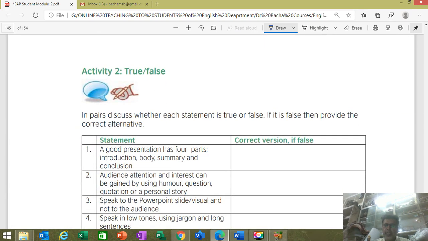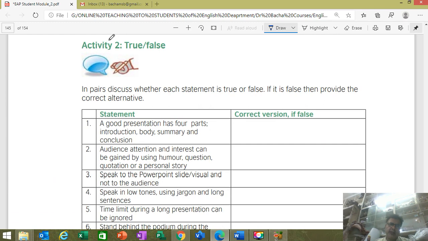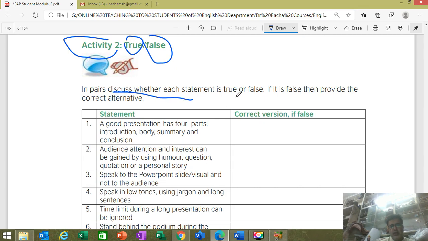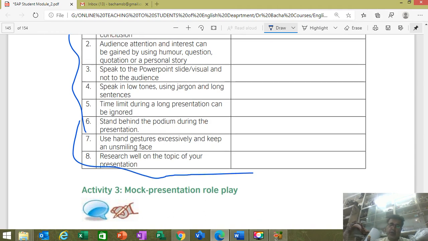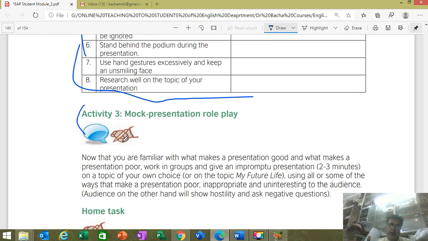All right, here is activity number 2. You have to look at true or false. In pairs, you have to discuss whether each statement is true or false. This is just for you people. You have to find this out and tell us whether these statements are true or false. And then you have to do a mock presentation, a role play.